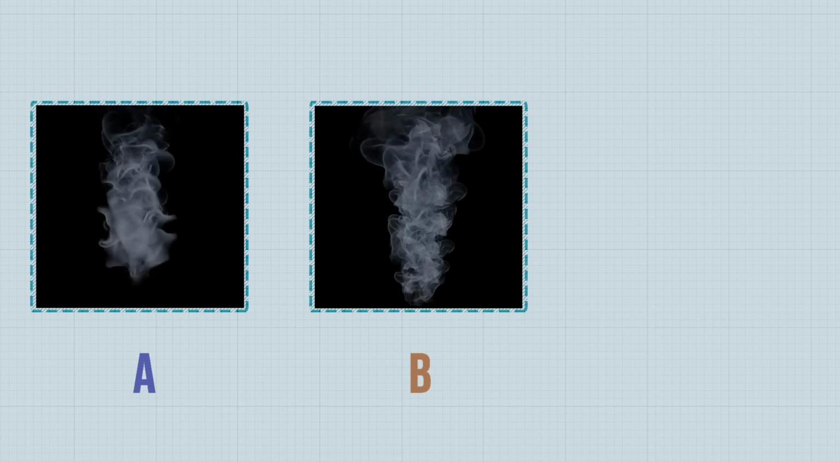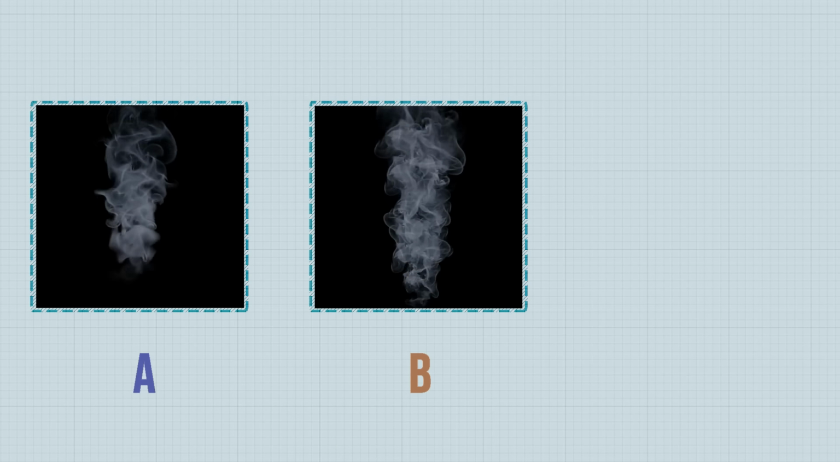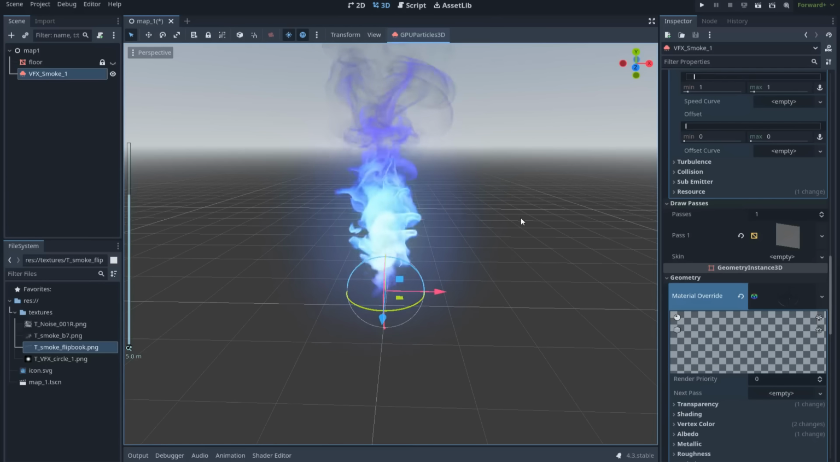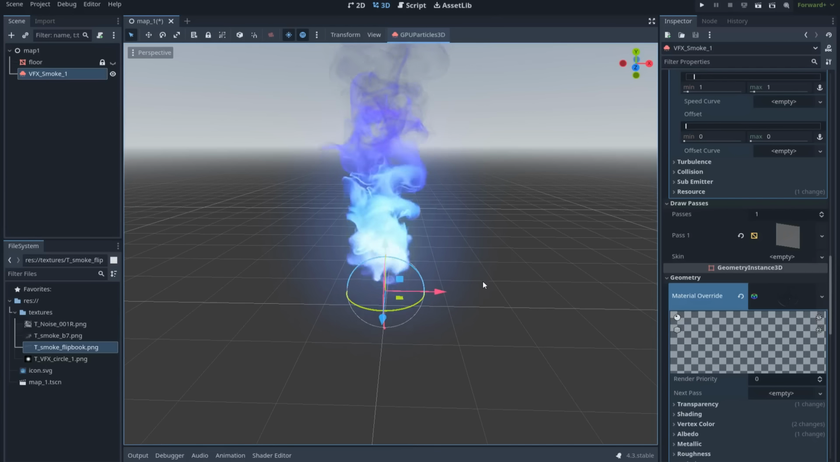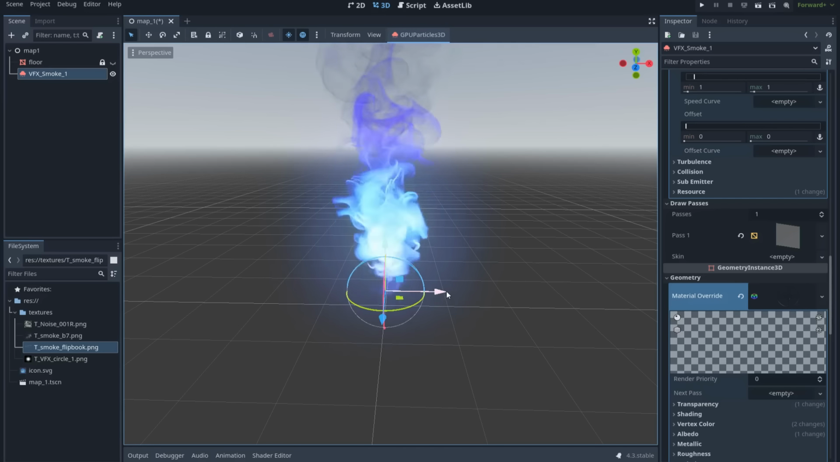Great, so we have created a smoke effect using a flipbook. Now I will show you a much simpler way to do it using just a single texture. Okay, that's it for the smoke one. Now let's see the second way to create a smoke effect.